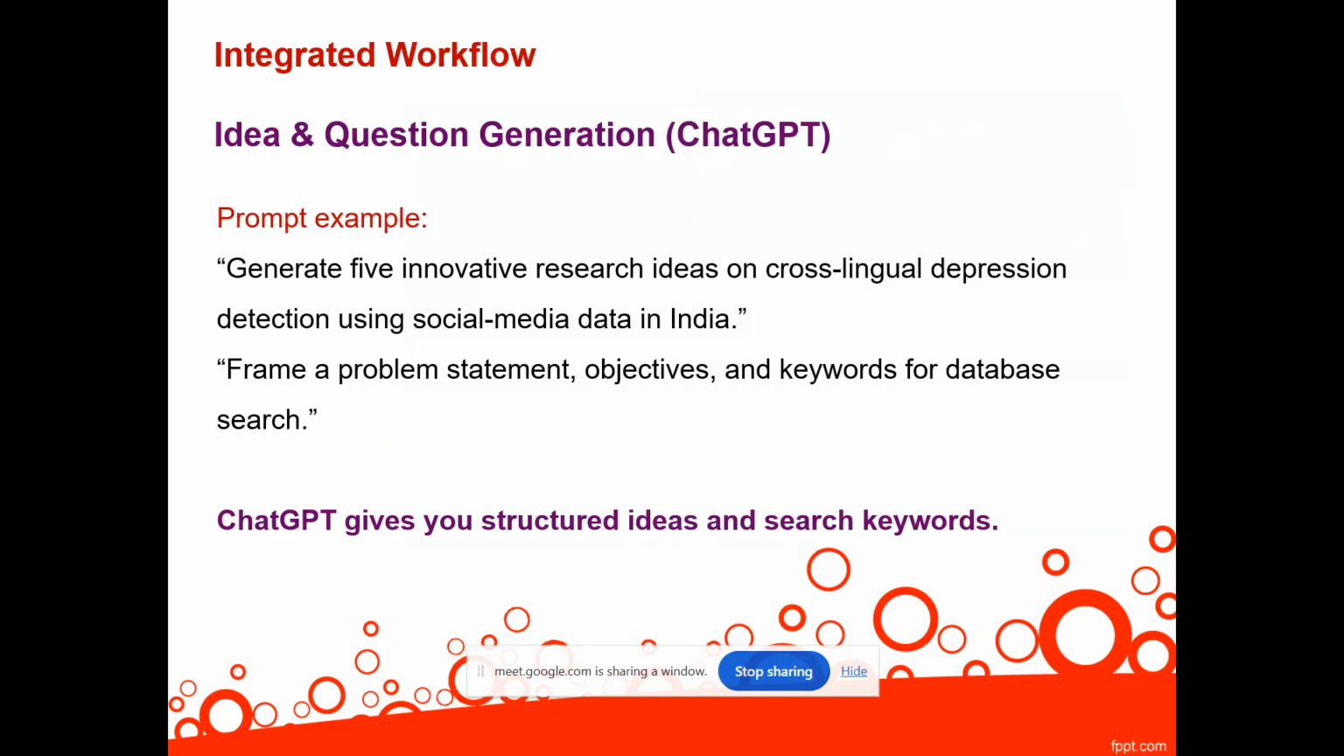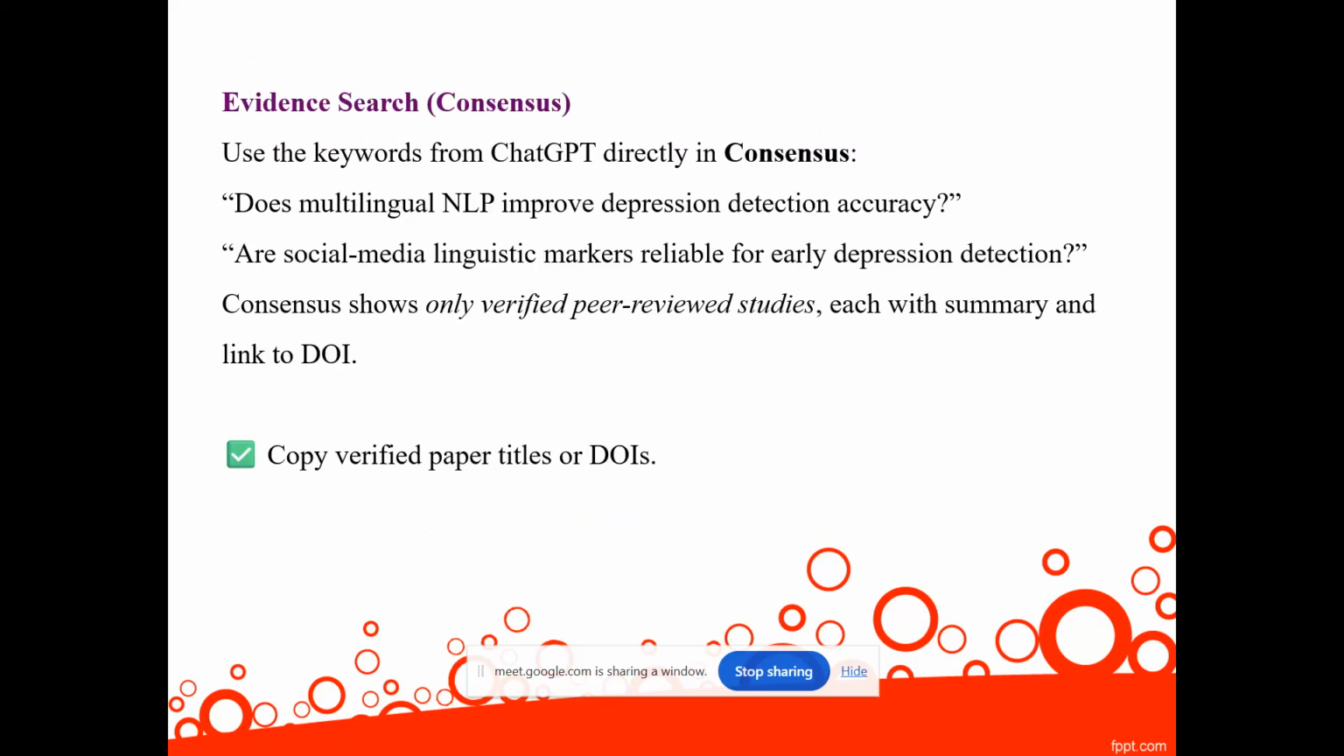So here, as I told you, ChatGPT can be useful for idea generation, as we did hands-on: how we can narrow down our research topic and identify a research problem statement. Along with the objectives, we can also pick some keywords for the database search using ChatGPT.